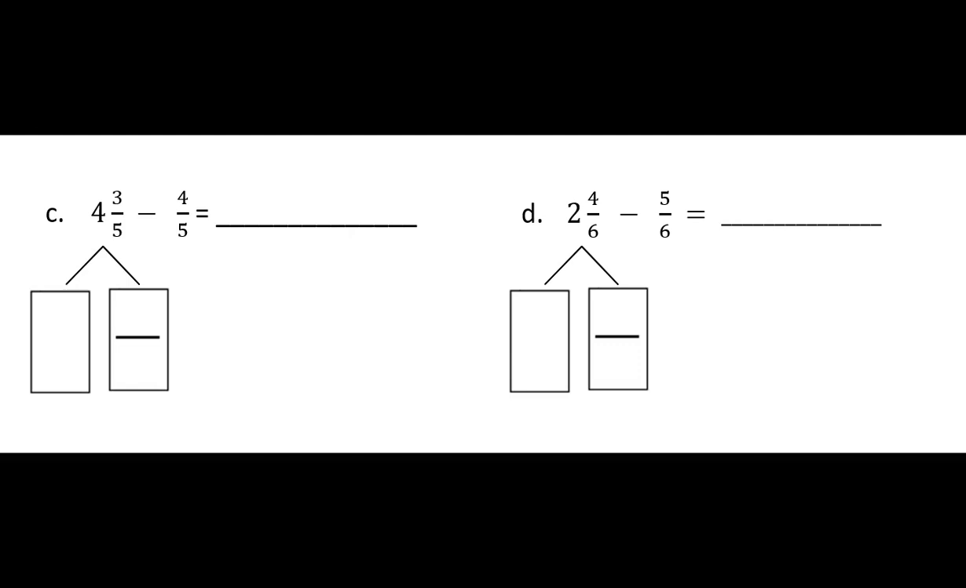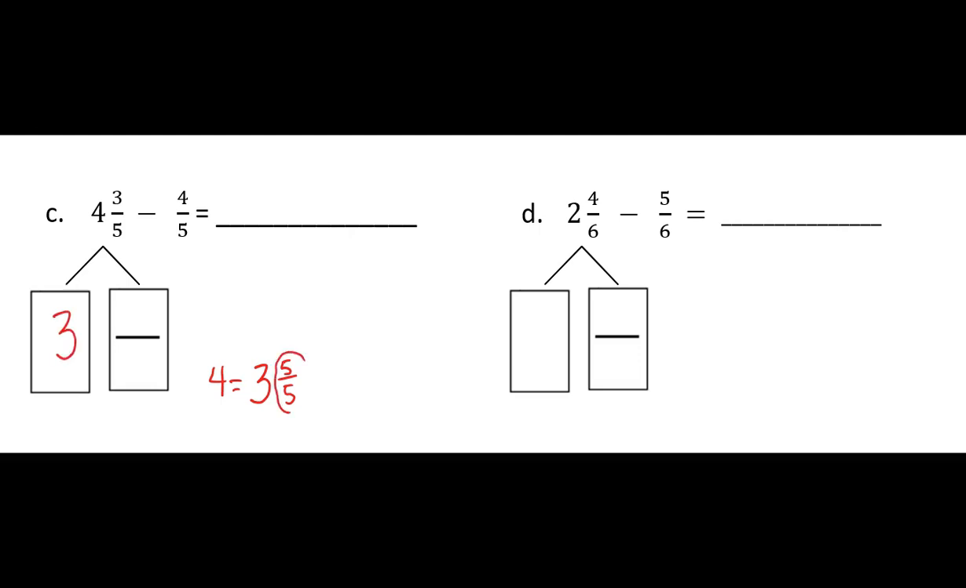Let's look at a couple more examples. Here I have 4 3/5 minus 4/5. If I need to take 4/5 away, I need to get more than 3/5 in that starting number. So let's take the 4 and we'll decompose it into 3 and 5/5. So that's the same thing as 4. So 3 becomes my whole number.